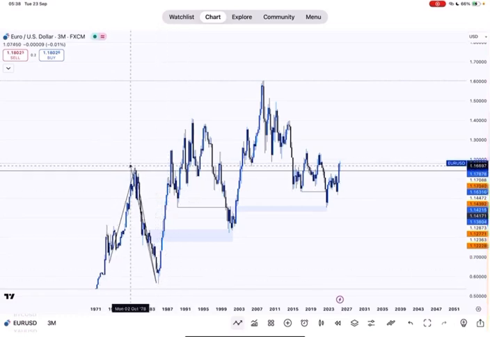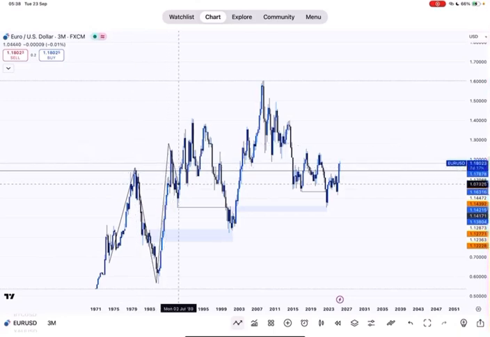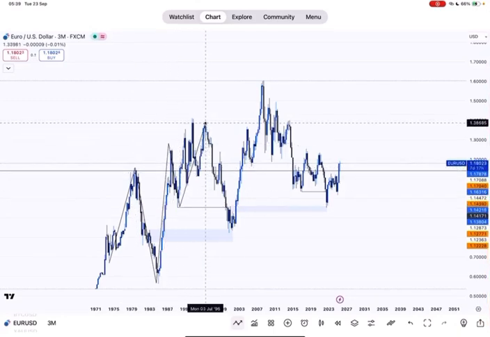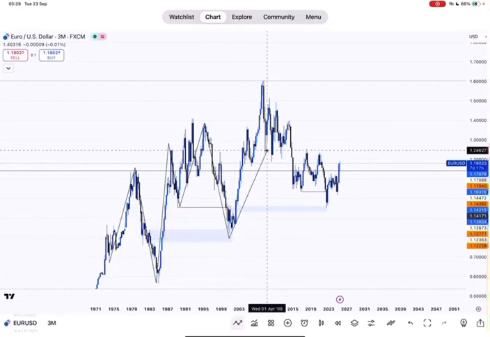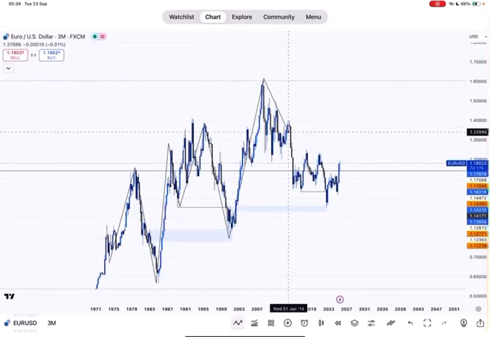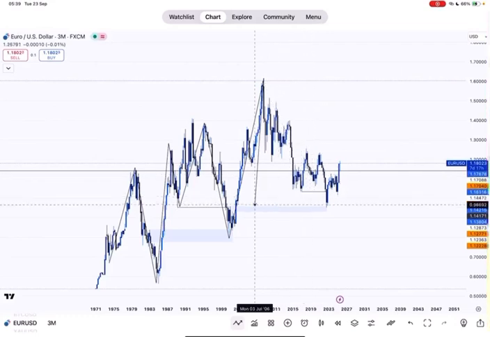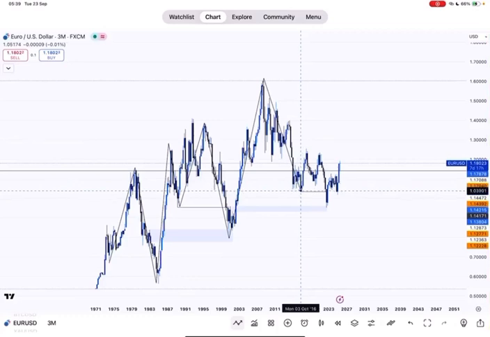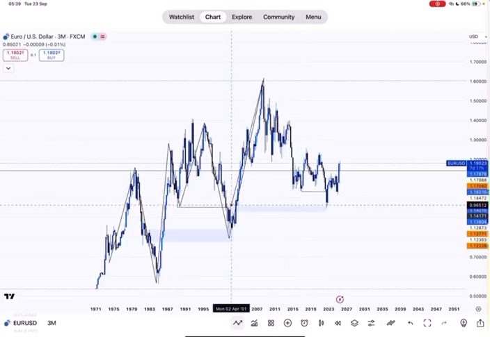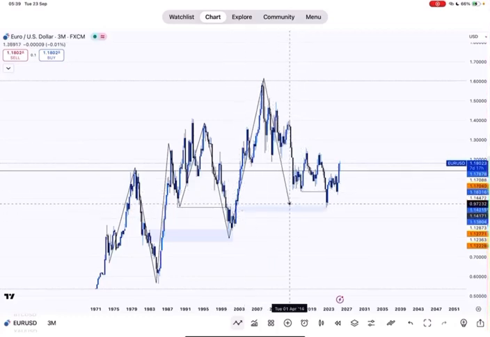Now if you watch here, after breaking up the structure, we have our first pullback, go up. What do we have here? I pull back to the breaker block and buy. Now if you understand POI and liquidity, you get to understand what actually happened here. So this is like a POI.